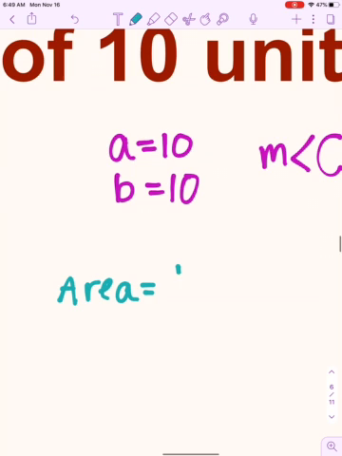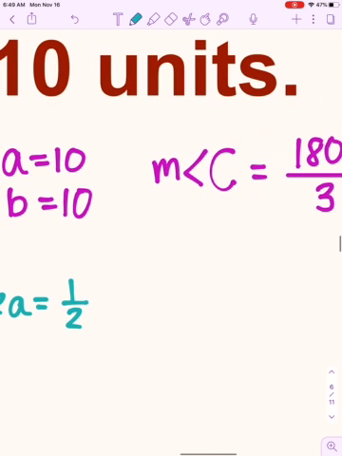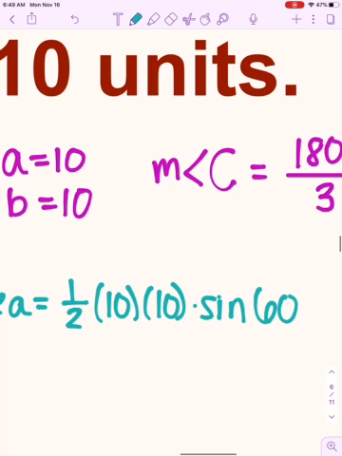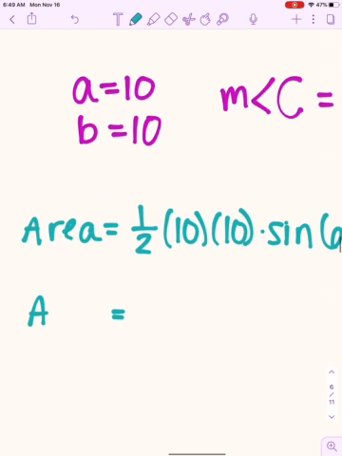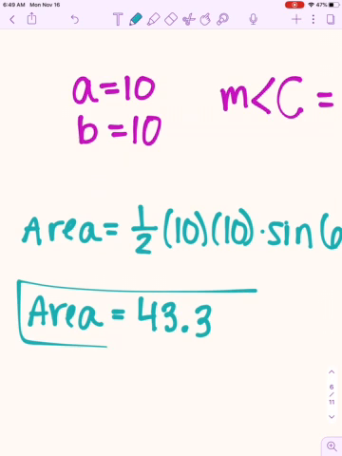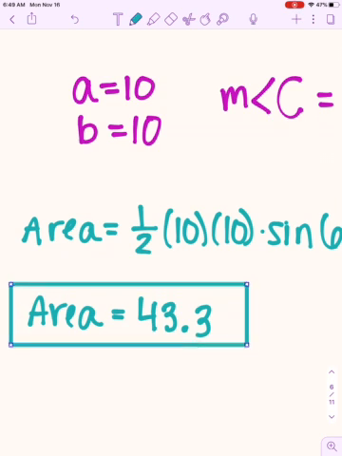So area is 1/2, don't lose your half, times both of the side lengths that you know, which are both 10, times the sine of the included angle, which is automatically 60 degrees because it's equilateral. And you just put that in your calculator. You do not have to do anything once you get the answer except round it to the nearest tenth, which gives you 43.3.